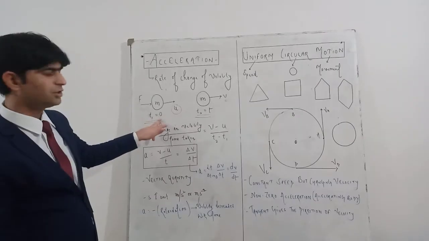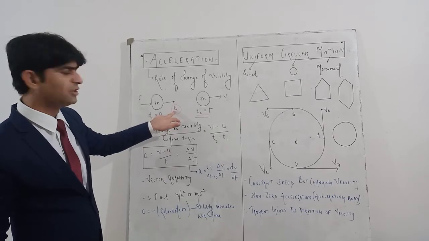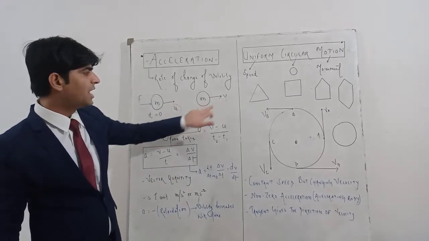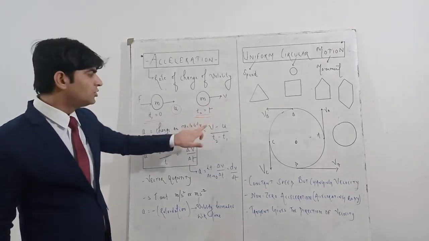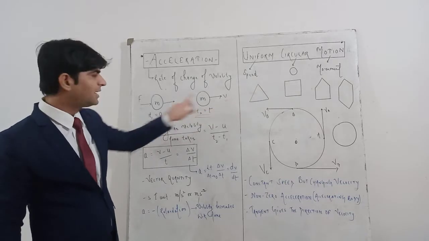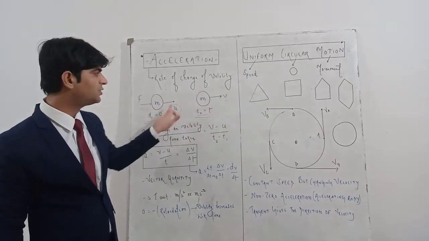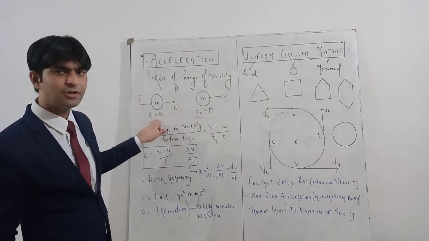t1 is equals to 0 at the time of application of force when the body is moving with u velocity, and when the velocity becomes v, I have taken the time to be t. Okay, so the change in velocity will be v minus u. Final minus initial, that means v minus u, and the change in time will be t minus 0, that is per unit time. Per unit time we have to take.